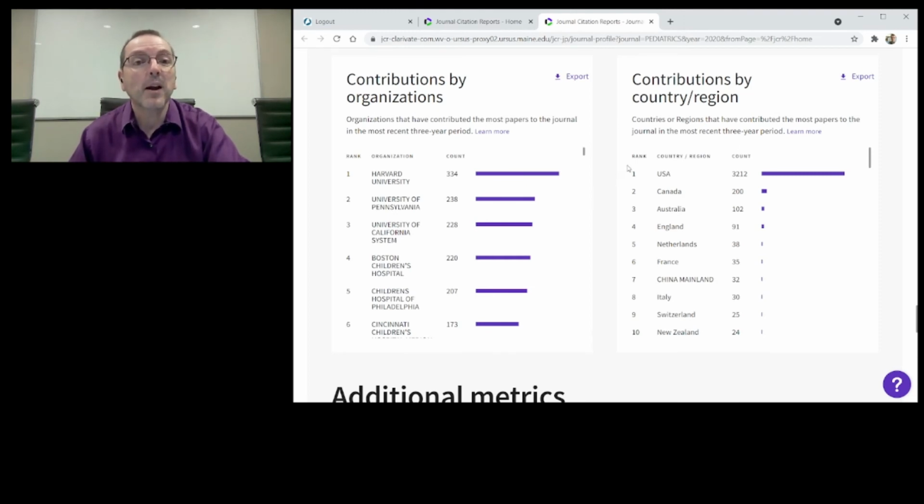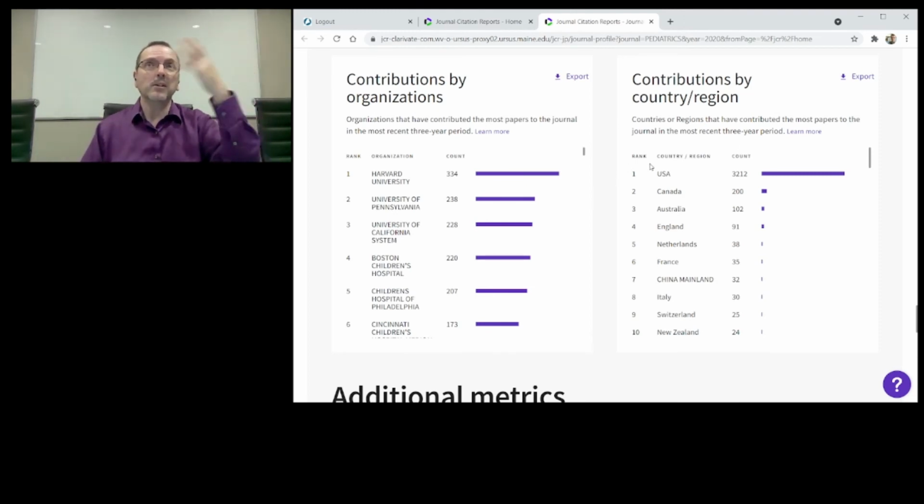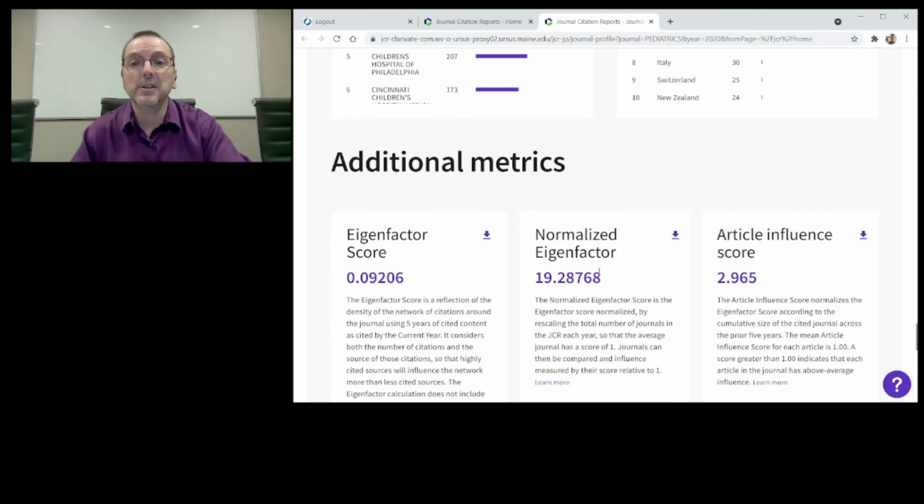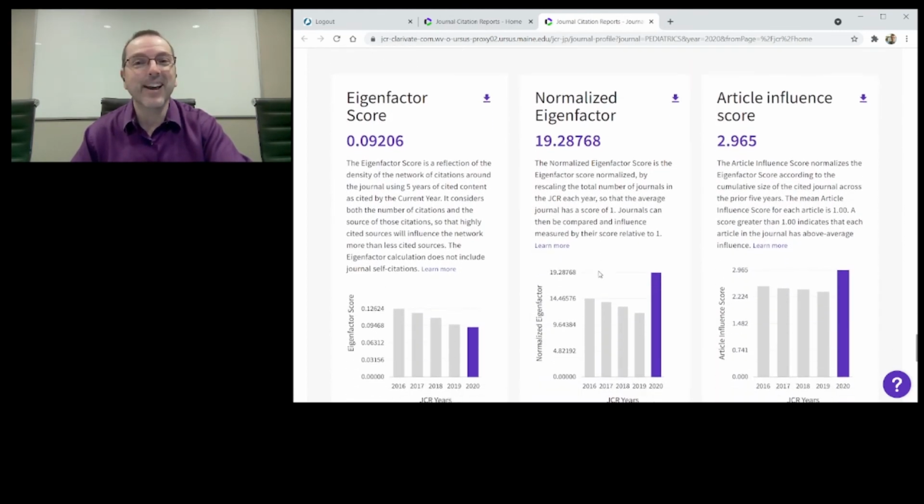And then also kind of the regional home of the authors that have published in the last 3 years. And we see, not surprisingly by far, the U.S. is number one. Additional metrics, this is kind of funny.